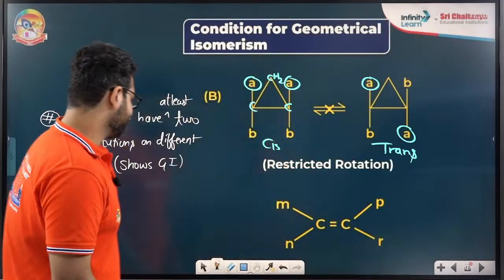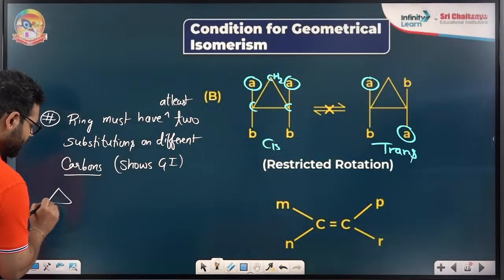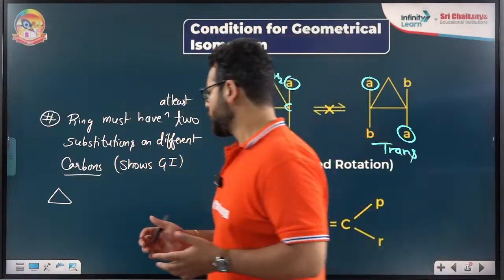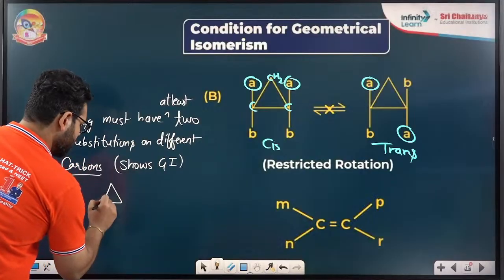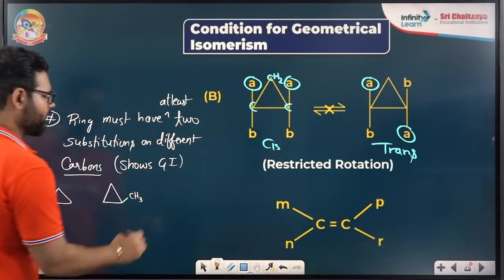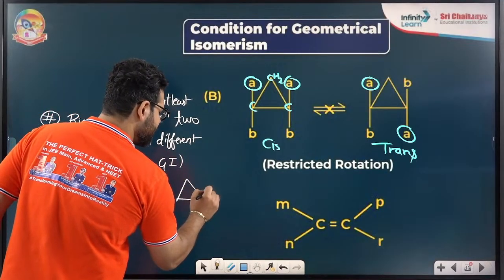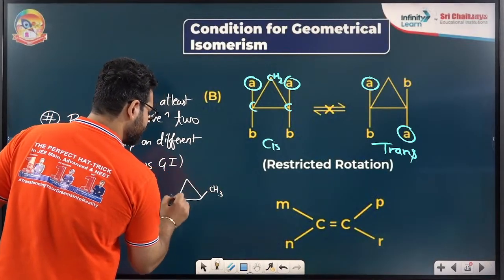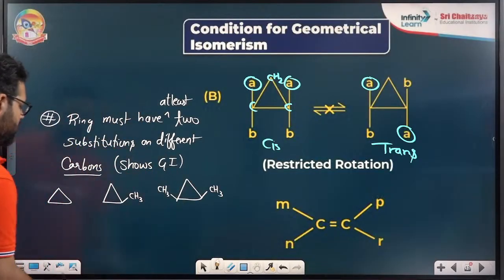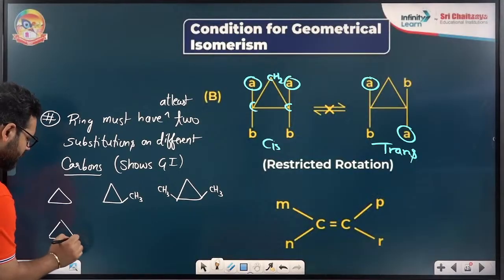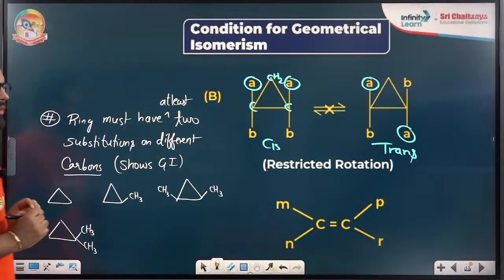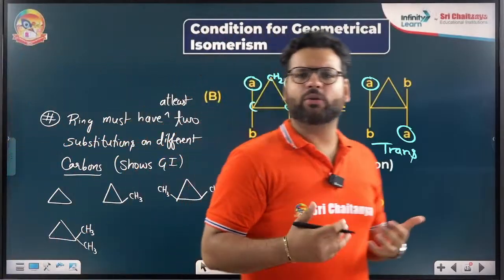So things like this have no substitution. All are hydrogen. So it cannot show GI. This cannot show GI. Yes, this will start showing GI. This has 2 substitutions on different carbons. This will not show GI because I can't see any 2 carbons which carry 2 different groups.